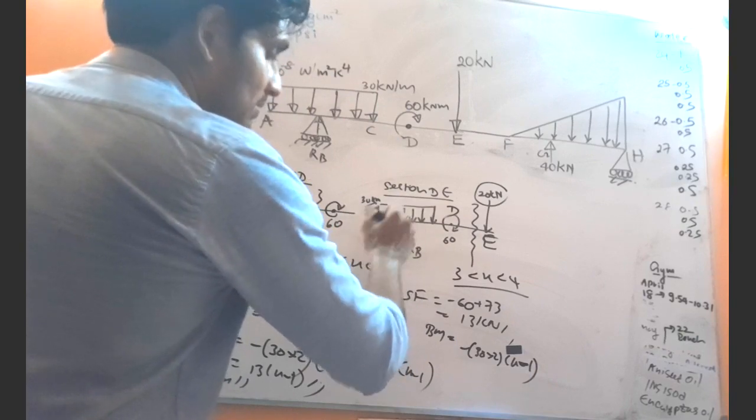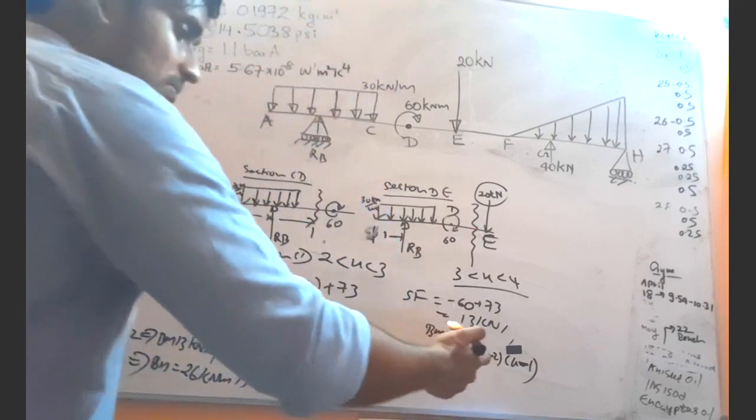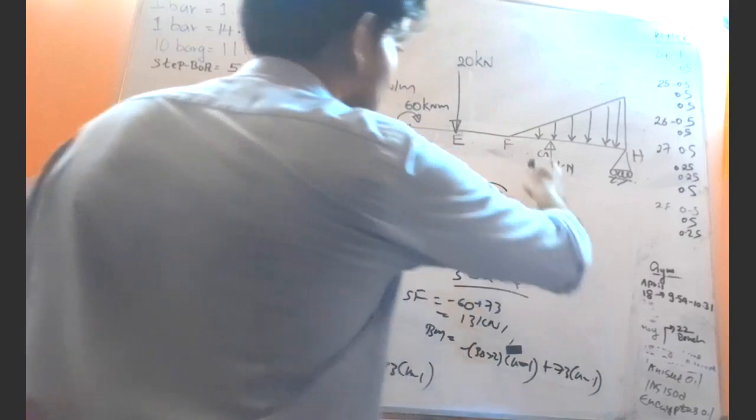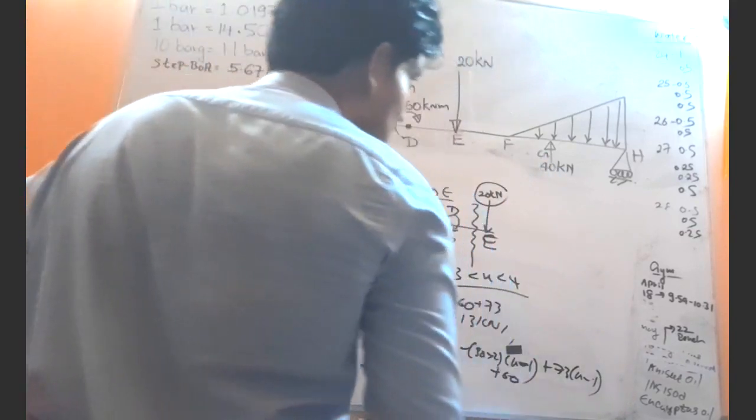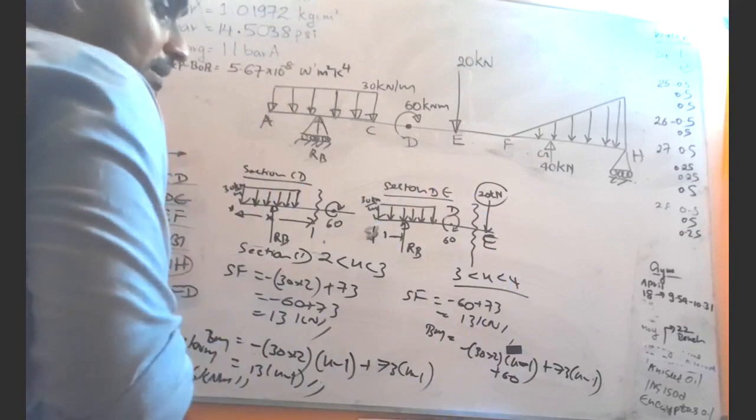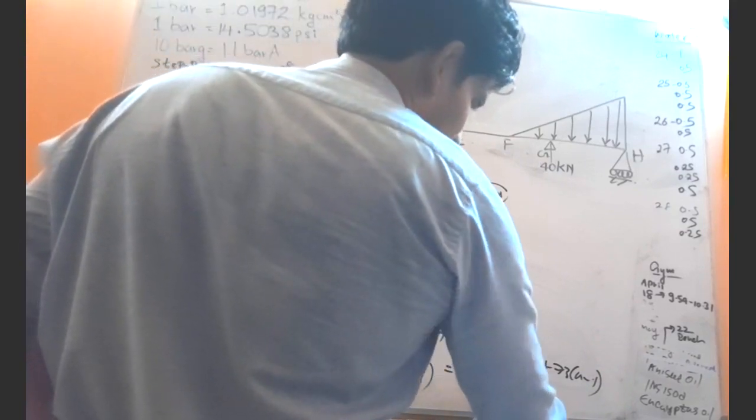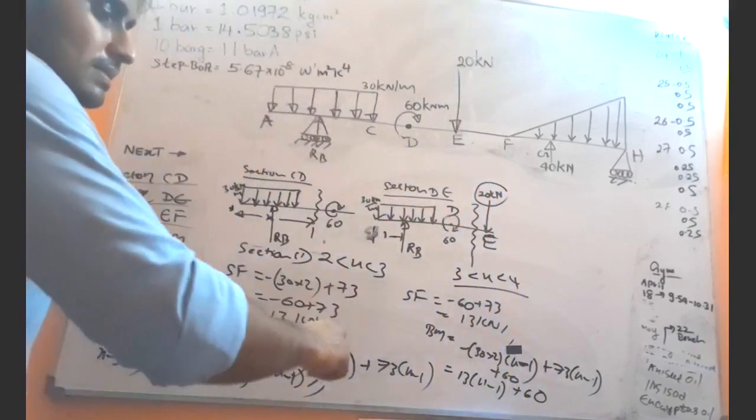Right, here to here is 1, right? So this distance is x minus 1. So minus 16 into x minus 1, positive 73 into x minus 1, and plus this positive applied moment, that is 60. So the bending moment equation will be 13 times x minus 1 plus 60, right?